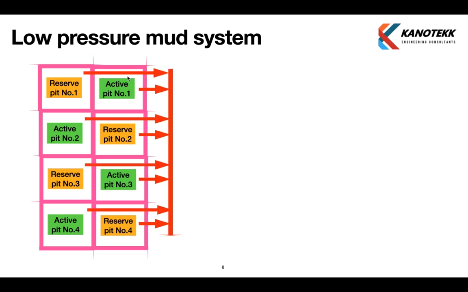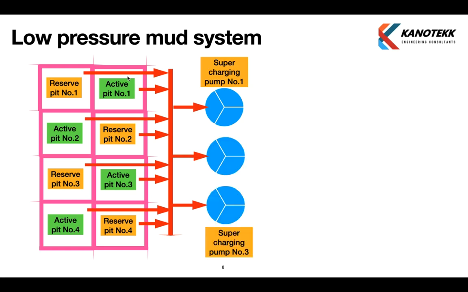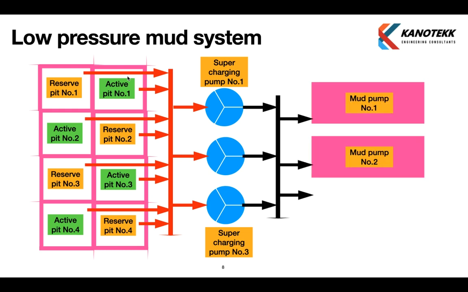From all these mud pits, there is suction to a suction header, which feeds the supercharge pumps. I'll explain the functionality after we see the system. The supercharge pumps discharge to the mud pumps. There are separate rooms. All the mud pits we described are in a mud pit room, which is a separate hazardous room. The mud pumps and supercharge pumps are located in the mud pump room, which is next to the mud pit room.